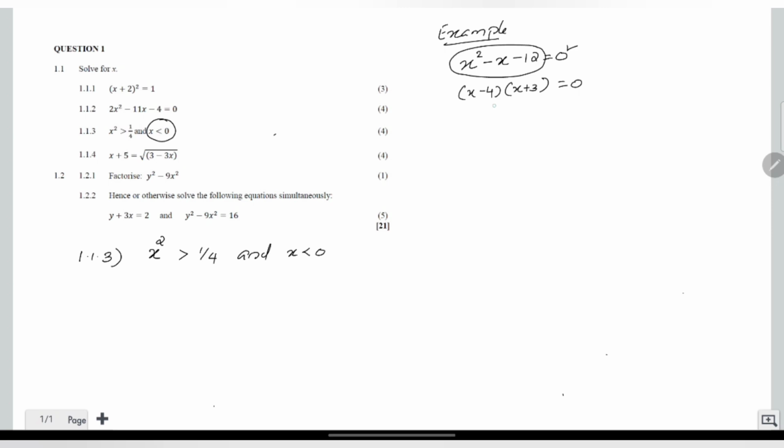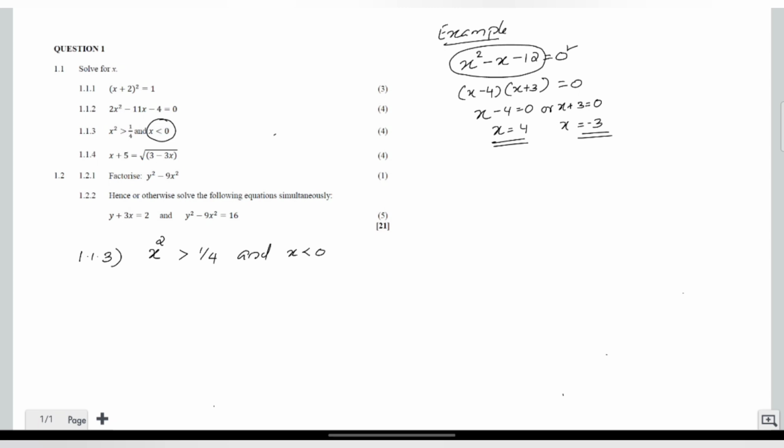Now we can find the values of x. x minus 4 is equal to 0, x is equal to 4, or x plus 3 is equal to 0, x is equal to minus 3. So these two values are known as solutions or roots or zero values, because if you substitute in the place of x either 4 or minus 3, both will give you 0. Is it clear? Alright, so those two values are zero values.